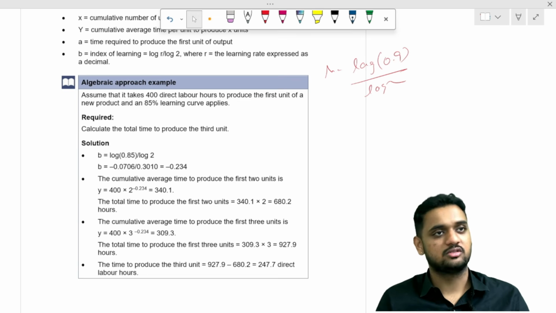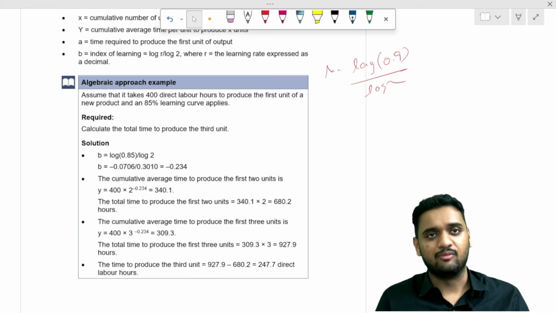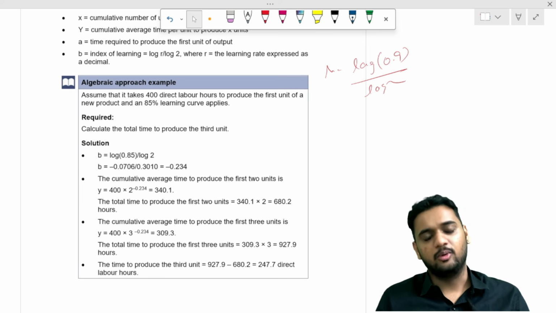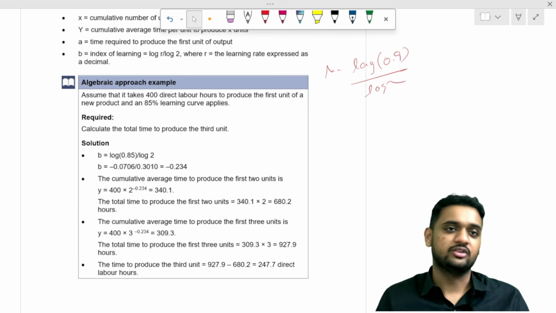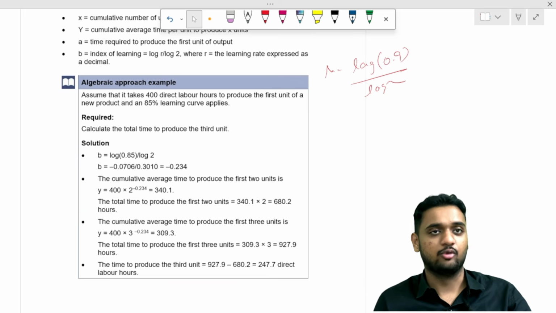Total time for 3 units. What is the total time for 2 units? To produce the total time for 2 units, first what you have to find out? Cumulative average time for 2 units. That we can find out using tabular method or formula method. Here 2 is there, now we can directly use formula method. 400 into 0.85 if you put, directly get the answer.